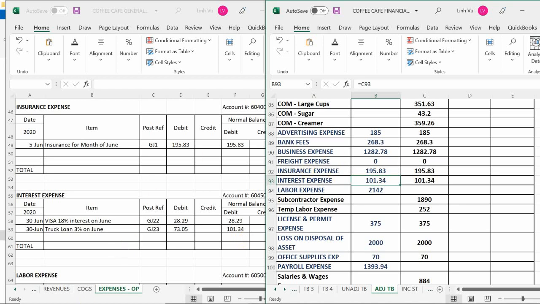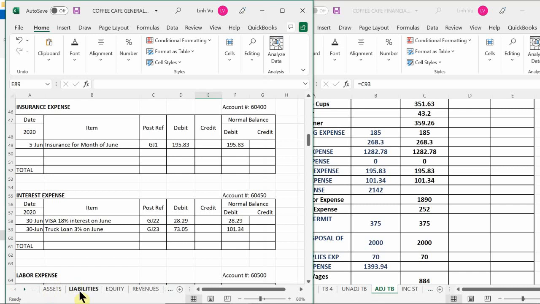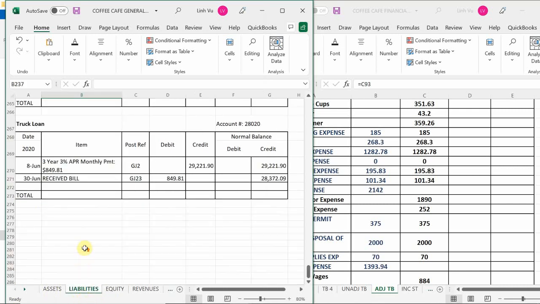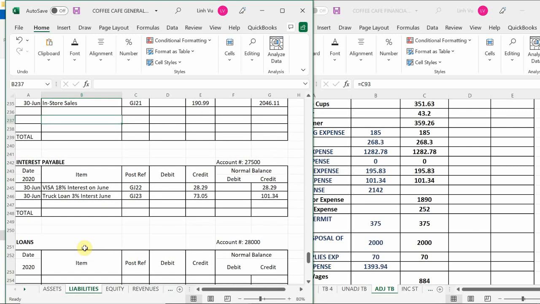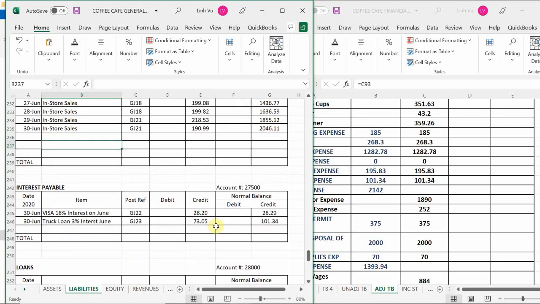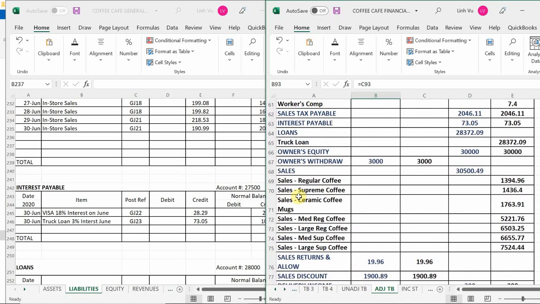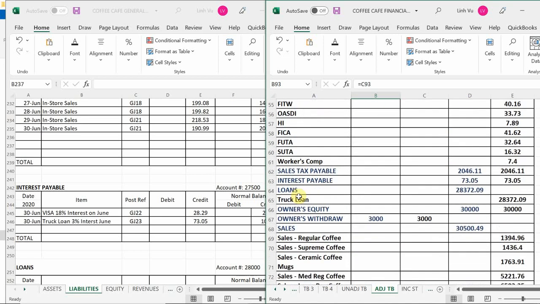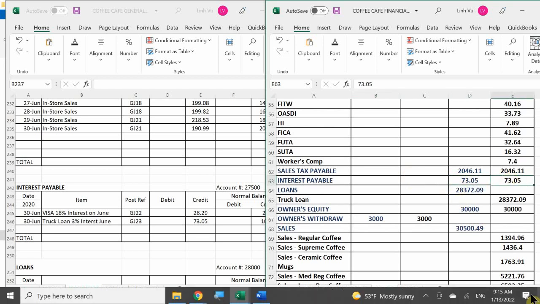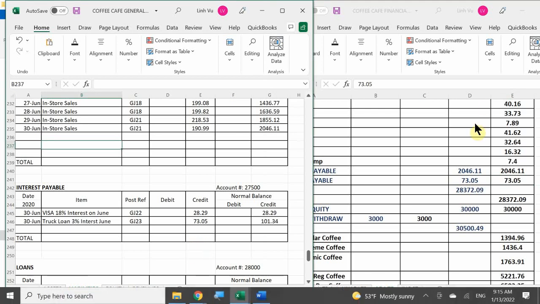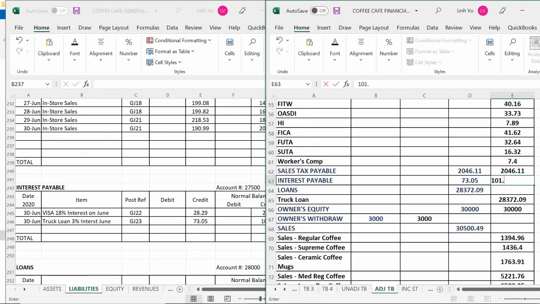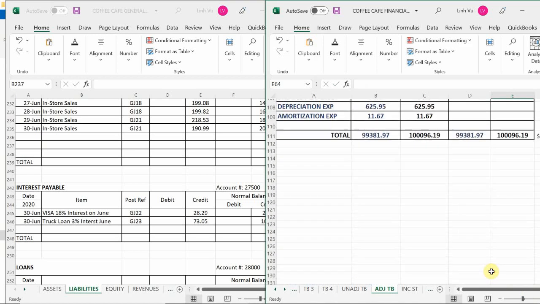Okay, so let me check interest payable. Okay, it's supposed to be for $73.05. Oh, I'm sorry. Aha, 101.34. Okay, so you're right. So let me see. Interest payable, 101.34. Thank you. And then now we pan out even on all sides.